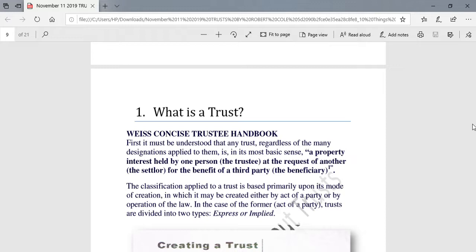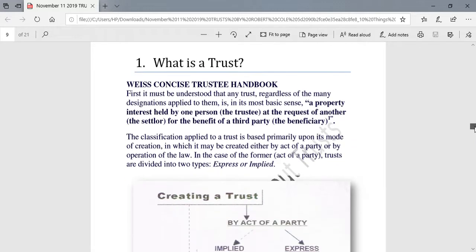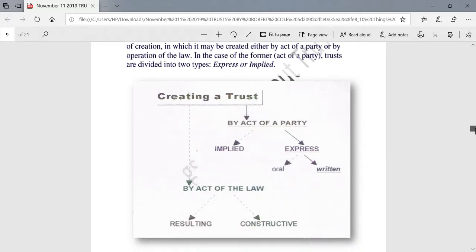The classification applied to a trust is based primarily upon its mode of creation, in which it may be created either by act of party or by operation of the law. In the case of the former, act of party, trusts are divided into two types, express or implied. And you have a graph here: creating trust by act of party, implied, express, or written. Down it says by act of the law, resulting is on the right, constructive on the left.